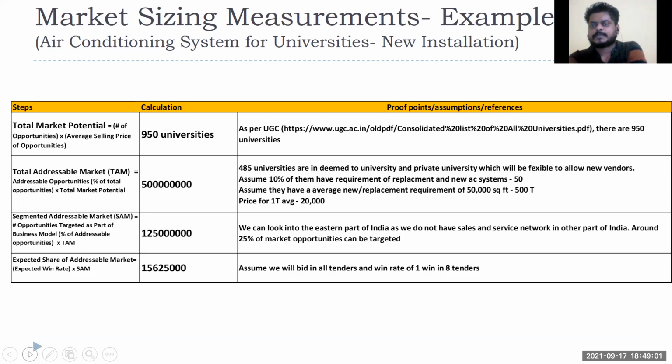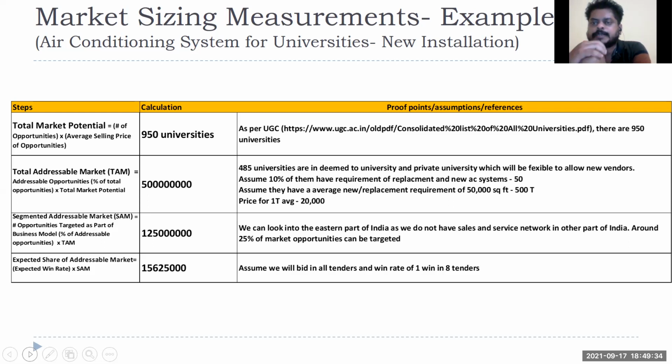So let's say I get that 10% data, right? Assume they have an average new replacement requirement of 50,000 square feet. The calculation is for 100 square feet. Again, that intelligence you should have. Generally, the calculation for air conditioning requirement is, in your home also, you might have seen that for 100 square feet, a 10 by 10 room, the general calculation is 1 ton AC, right? Same calculation wherever you require. So we believe there are 50,000 square feet of AC replacement requirement, right?